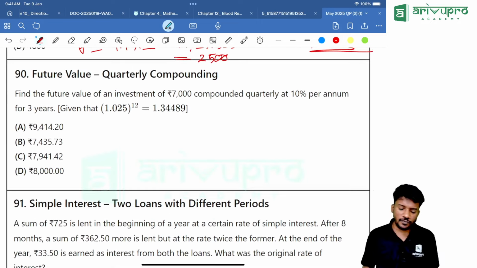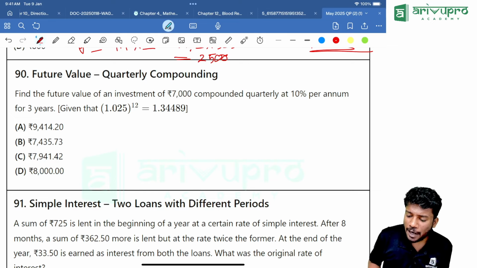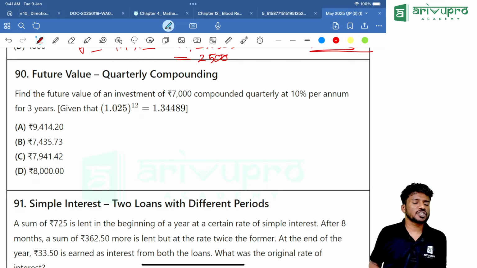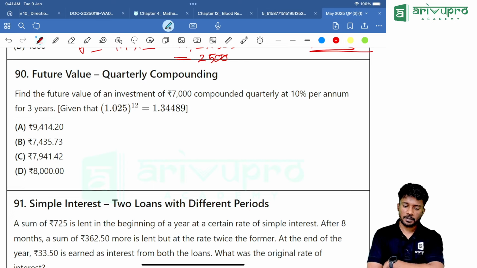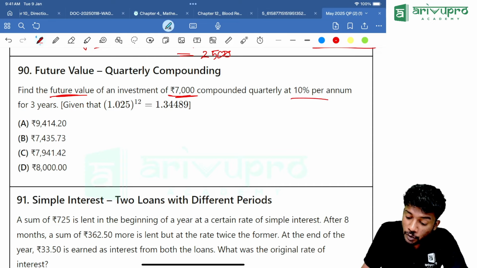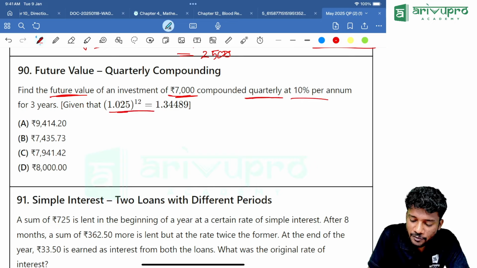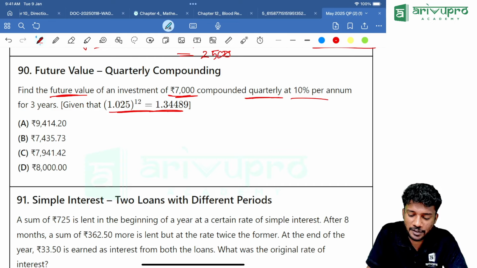Now get me the answer. The future value of an investment of 7,000 compounded quarterly at 10% per annum for 3 years is how much, is the question. How to solve this? Everything is there, right? Future value you need to find, 7,000 compounded quarterly. That means we need to change certain things, but all the values are given over here. So n value is 12, I value is 0.025. So it is sure, no issues.